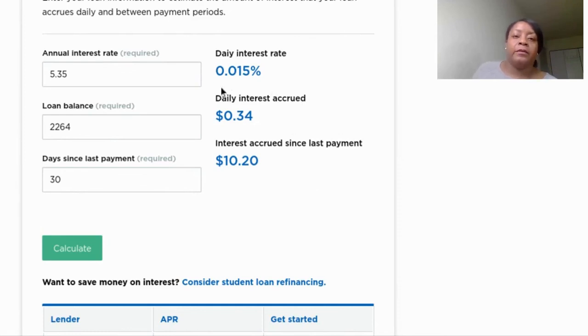So here you get my daily interest rate, which is 0.015%, and my daily interest accrued, which they calculated at 34 cents. You remember on the FedLoan site, it said 33 cents. The total was 66, and divided by 2 is 33. And so the total interest accrued since last payment is going to be $10.20. So what I do is I try to say, okay, if it's going to accrue $10.20, how much interest did I pay out in that actual month on that particular loan? Was it $10.20 or was it $8? I'll take $2 here or there. That's just me, but that's how I do that.